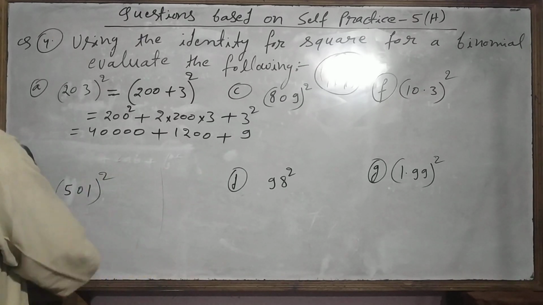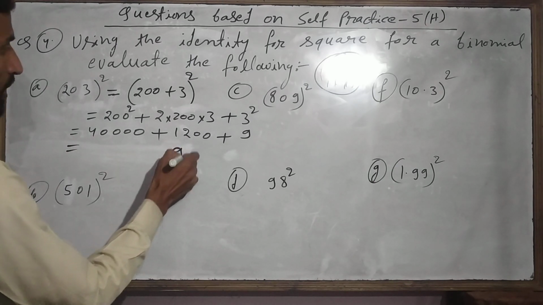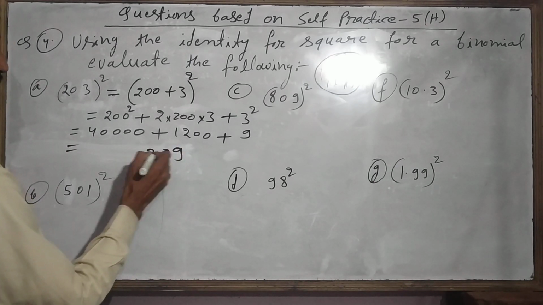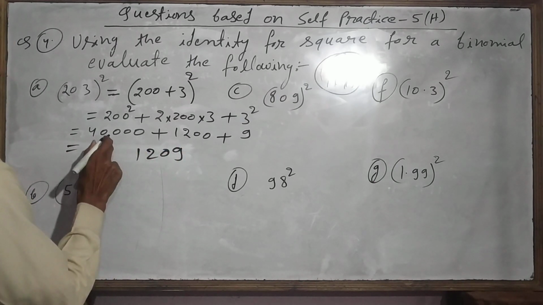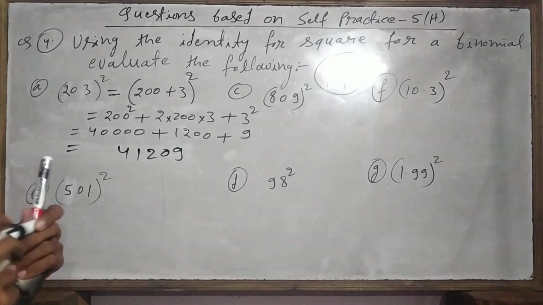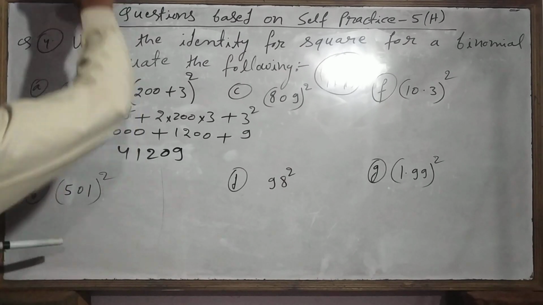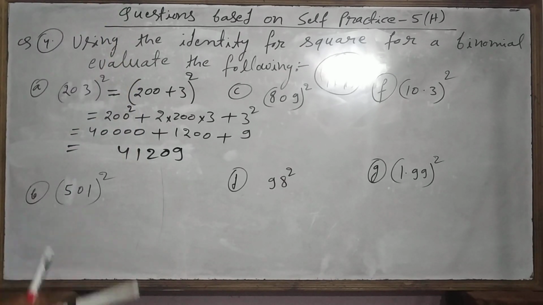Okay. So just you see here, after you add, 9, 0, 2, 1, like this it will come, and 4. So the final answer is 41,209. This is the final answer. Like this we have to solve the next question also. Now this one is the next question.